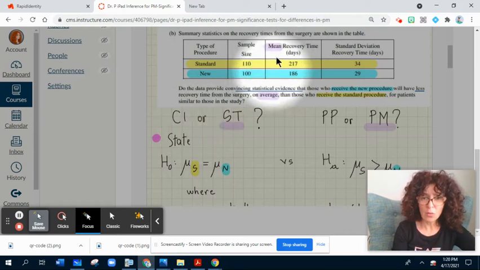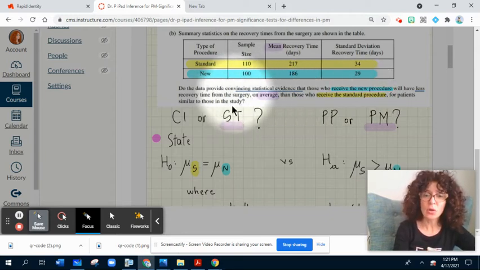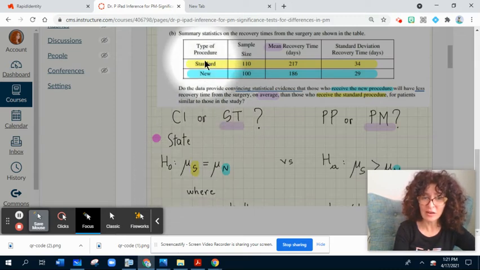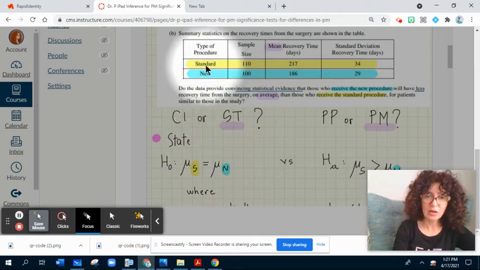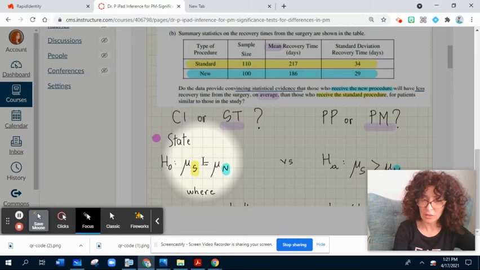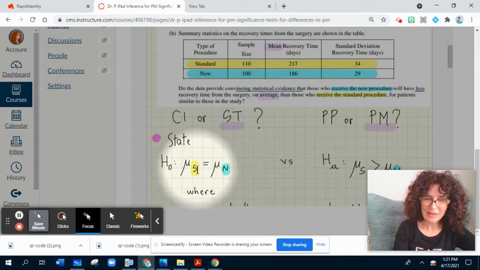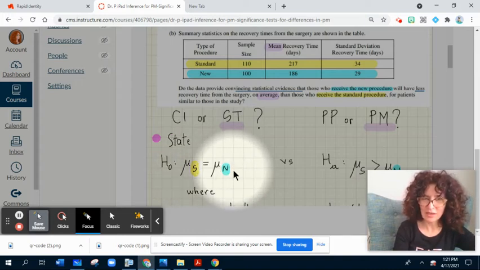In this sense, the question is tailored for the mean: when will the new procedure have less recovery time on average than the standard procedure? They refer to the mean because it's average. So your parameter will be the mean for the standard procedure and the mean for the new procedure. Just follow the colors, guys, because I'm respecting the color code to make it easy for you to follow what we have on the screen. So the mean for the standard procedure equals the mean for the new procedure.